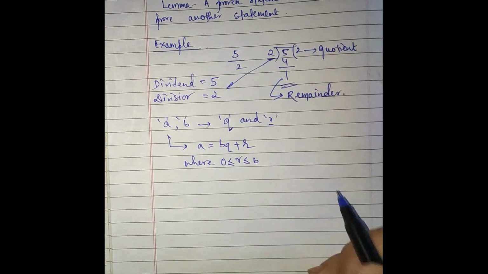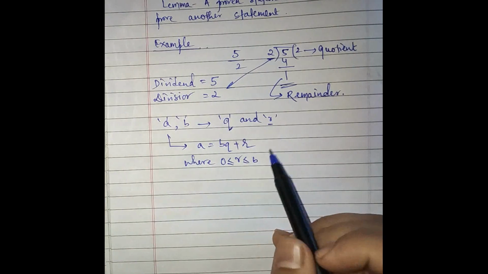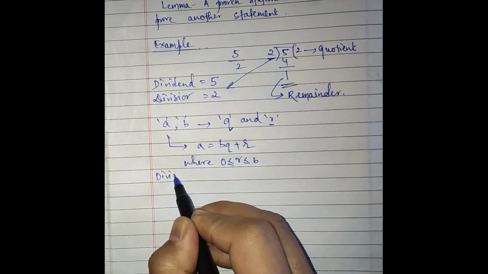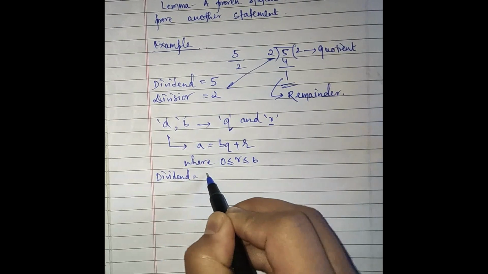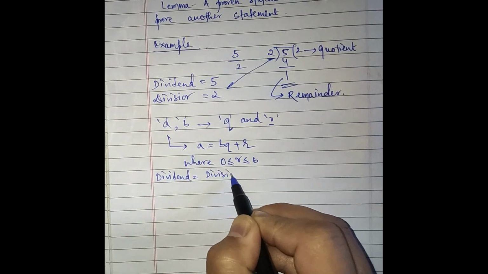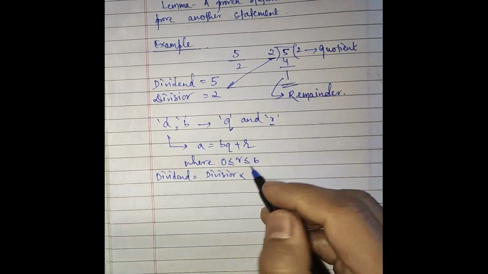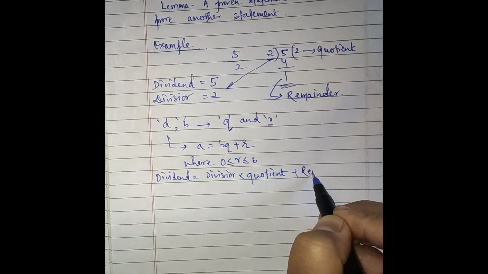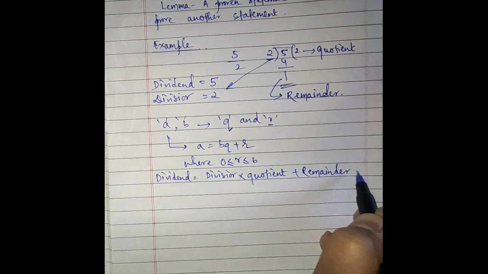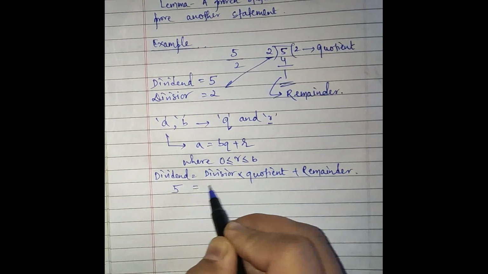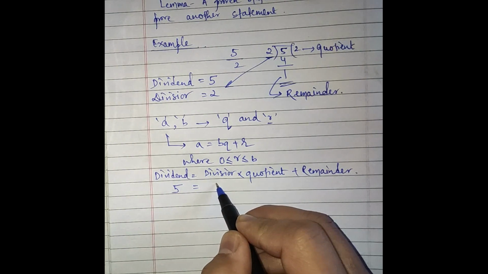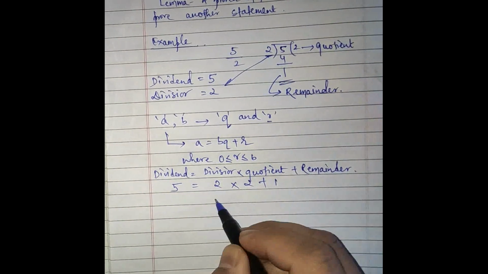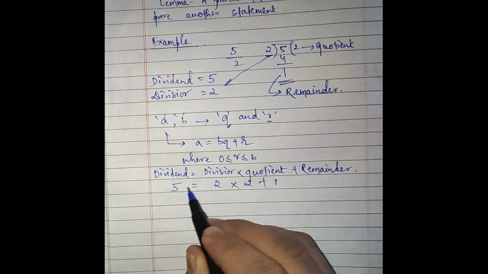So I'll try to explain with this example only, with this 5 and 2. In your lower class, you know that dividend is equal to divisor into quotient plus remainder, isn't it? So if your dividend is 5, your divisor is 2 into your quotient is 2 here, plus remainder is 1, so that you will get 5. 2 twos are 4 plus 1 is 5.